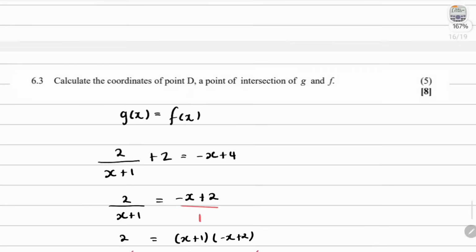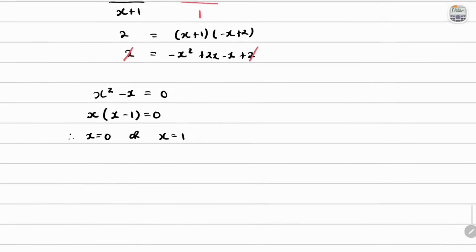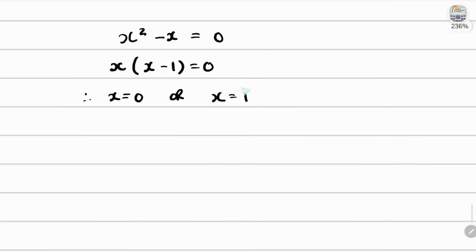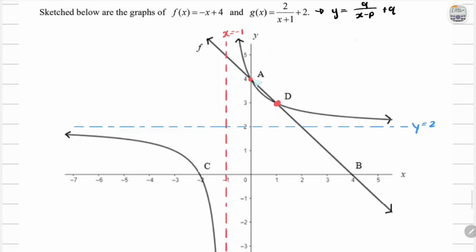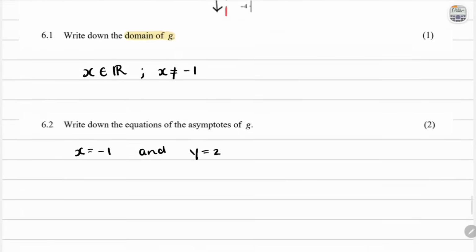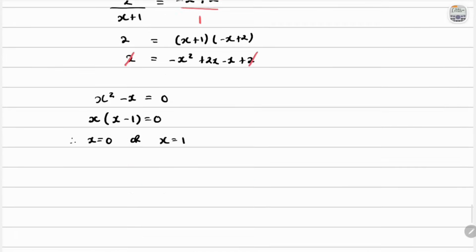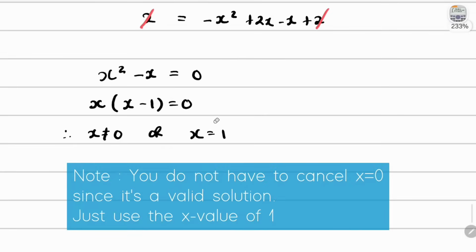Now they specifically ask for the point D. We have to decide which one would belong to D. You see that there were 2 points of intersection, and that's why we have 2 x values. A was the one with an x value of 0 and D is the one with an x value of 1. Okay, so we're going to go for the 1. So let's cancel this one out and follow this.